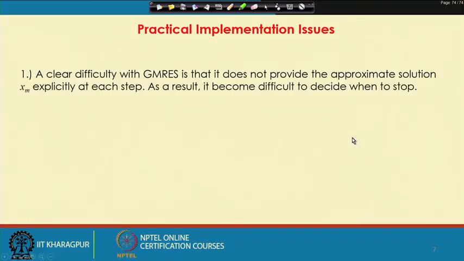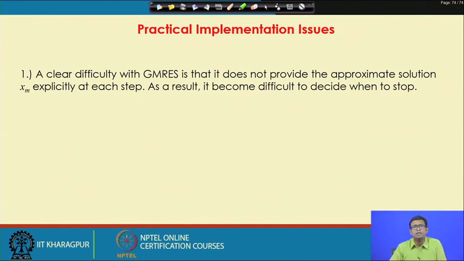However, there are a few implementation issues. First is that GMRES does not provide the approximate solution xm at each step, because xm is found only when we have found ym, which minimizes the function. We like an iterative method where every time we look at the solution and check whether it is satisfying the actual equation. Here we are not finding xm explicitly till we find the right ym, which minimizes J.